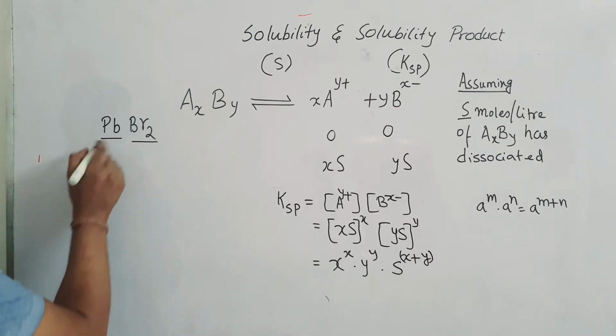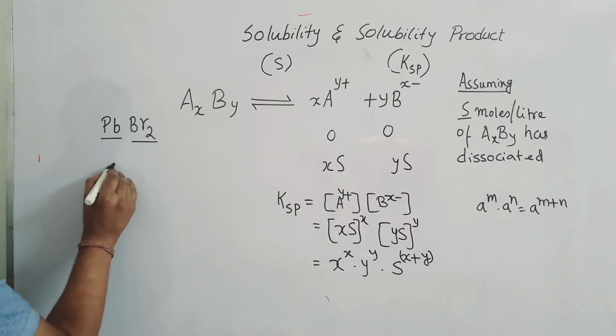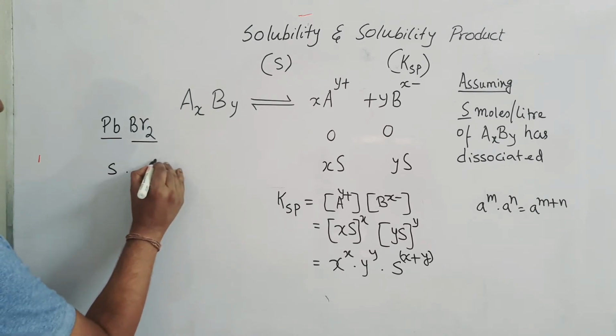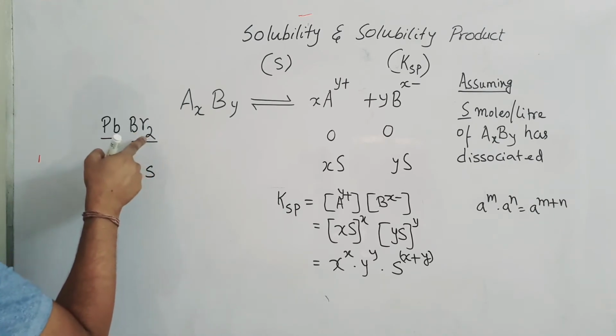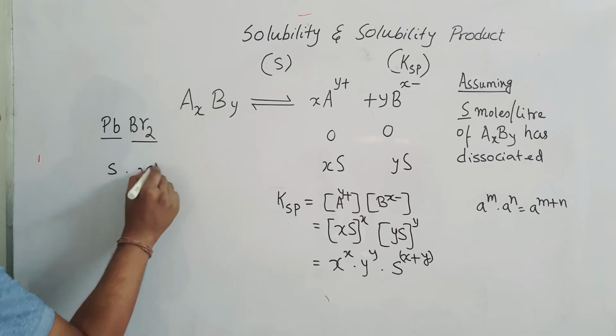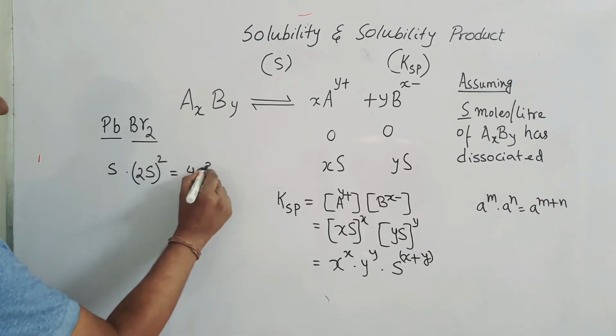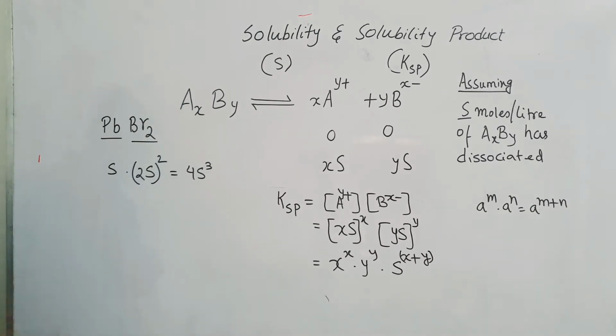ठीक है? इस पे एक ही है. So put S. हो गया. इसको S. But there are two Br, right? So 2S. And put 2 like this. So it will be 4s cube. Understood? Do one by yourself.